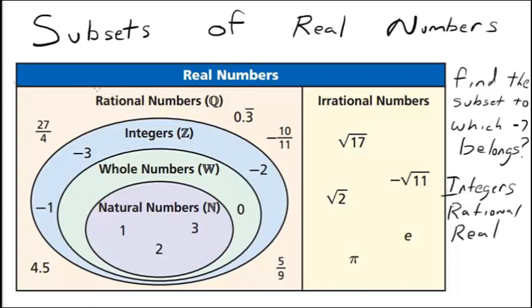Now, if we gave you a number that doesn't belong in any of the boxes over here on the left-hand side with the rational numbers, that means it must be over here with the irrational numbers. And so we would just say it's irrational and real.